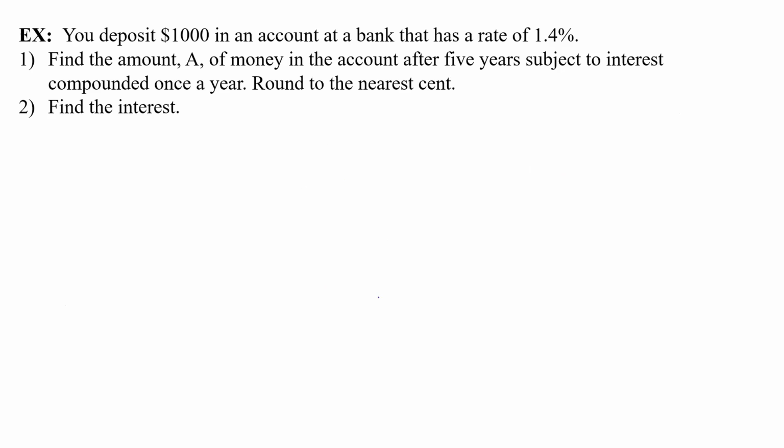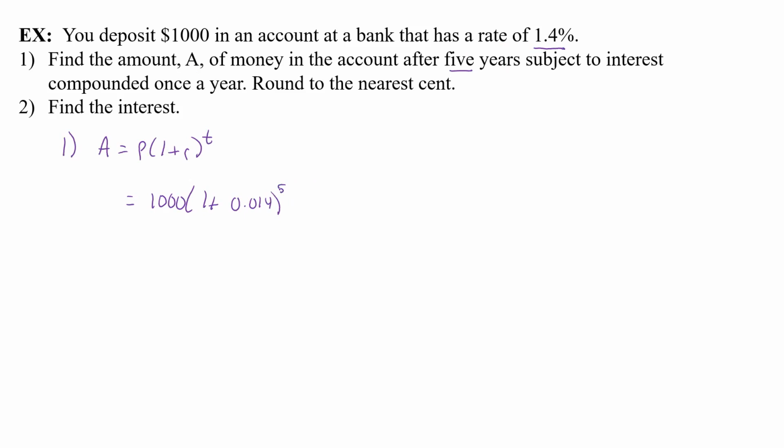So here's an example. You deposit $1,000 in an account at a bank that has a rate of 1.4%. Find the amount A of money in the account after 5 years, subject to interest compounded once per year, rounded to the nearest cent. All right, so what do we have? First, we have our formula A equals P times (1 plus R) to the T. Our principal is 1,000. Our rate is 1.4%, so that's 0.014, and it's to the power 5.